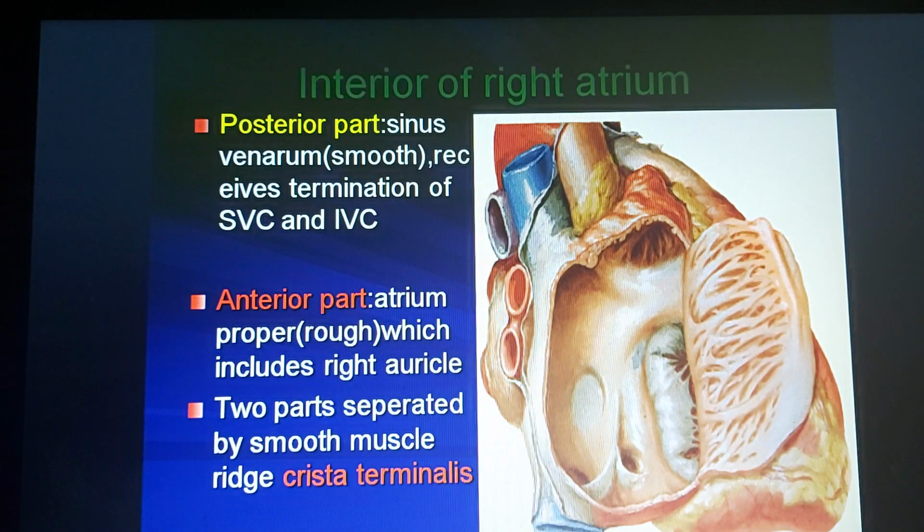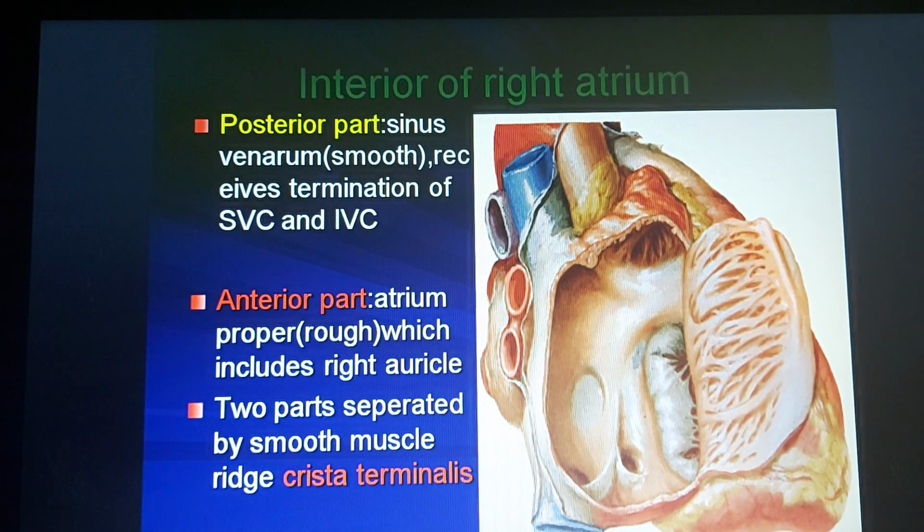Coming to the interior of the right atrium. The interior of this right atrium is divided into two parts, an anterior part and a posterior part. These two parts are separated by the crista terminalis. This one is the crista terminalis.